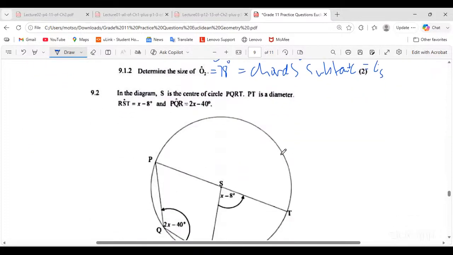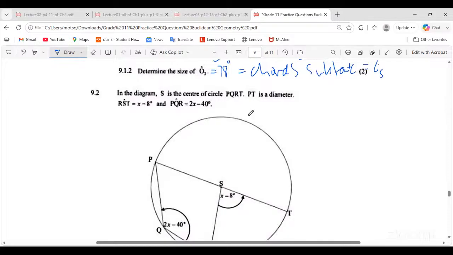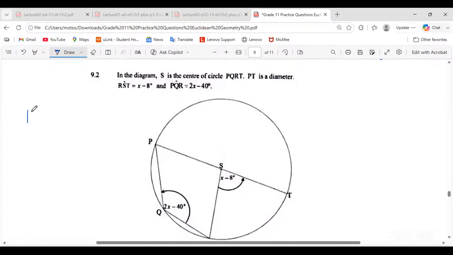Let us go to the next question, 9.1. They say to us, in the diagram, S is the center of the circle, PQRT, and PT is the diameter of this circle. Angle RST is equal to x minus 8 degrees, and angle PQR is equal to 2x minus 40 degrees. Now, we will do the technique DRCPT as usual, the D.